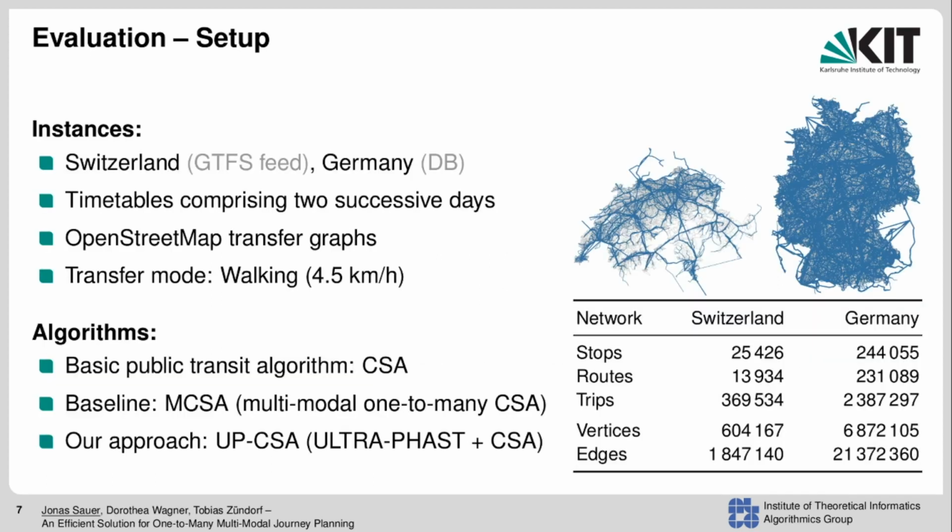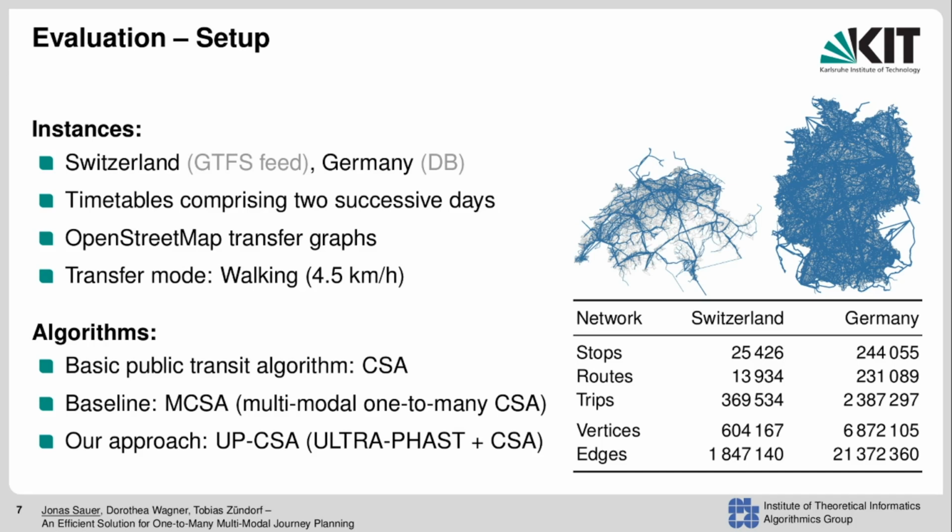We evaluated our approach on the public transit networks of Switzerland, which was taken from a public GTFS feed, and Germany, which was kindly provided to us by Deutsche Bahn. The timetables comprise 2 successive days, and we combined them with transfer graphs taken from OpenStreetMap, using walking as the transfer mode with a speed of 4.5 kilometers per hour.